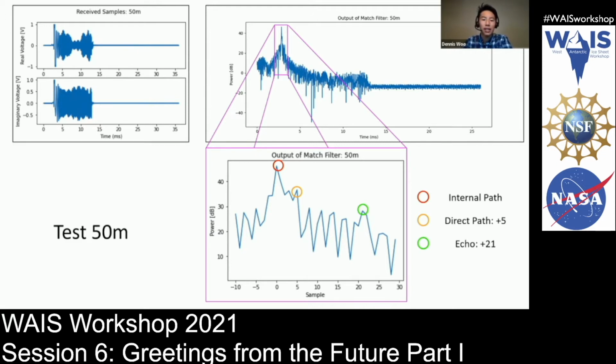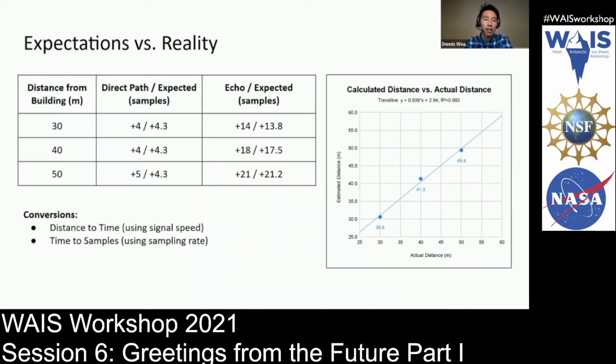The information on these tests is consolidated in this table on the left half of the screen. At a glance, you can see that the measured sample offsets for both the direct path and the echo match up very nicely with what was estimated. The way I was getting these estimated values is essentially a unit conversion. Knowing the distance that the signal traveled and the signal speed, we can get the time of the signal, and then knowing the time of the signal and the sampling rate, we can get the number of sample offsets. So that's how everything was calculated.